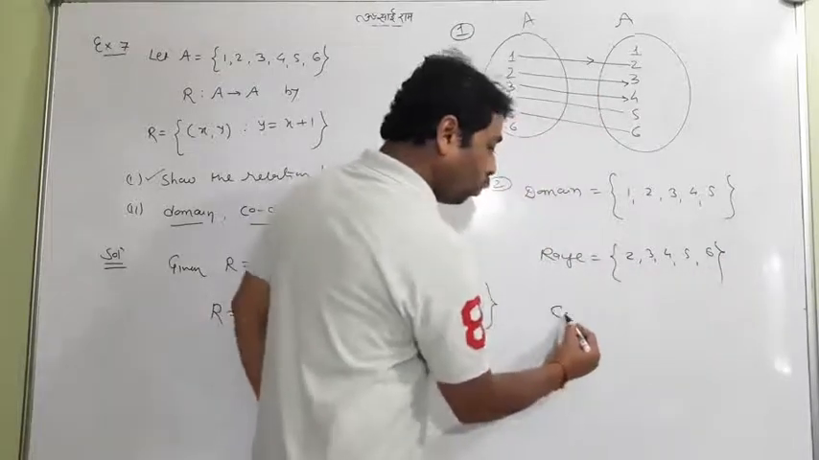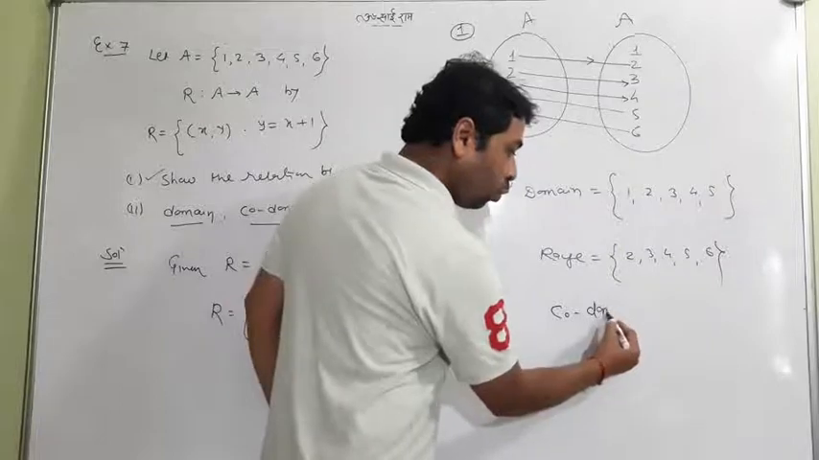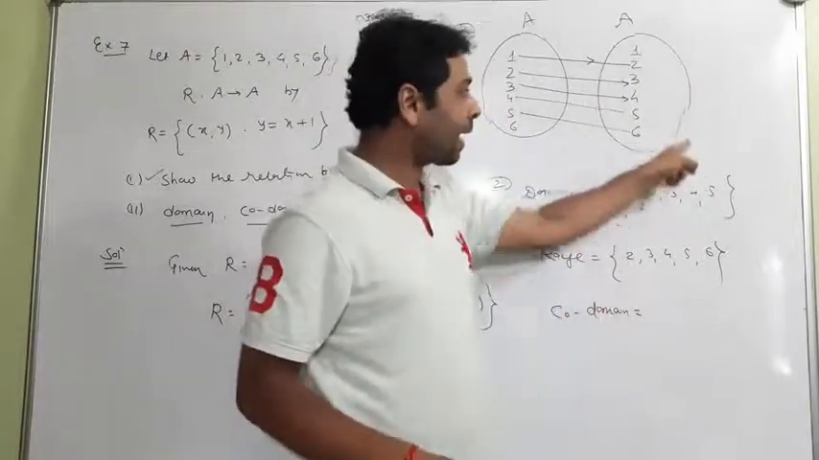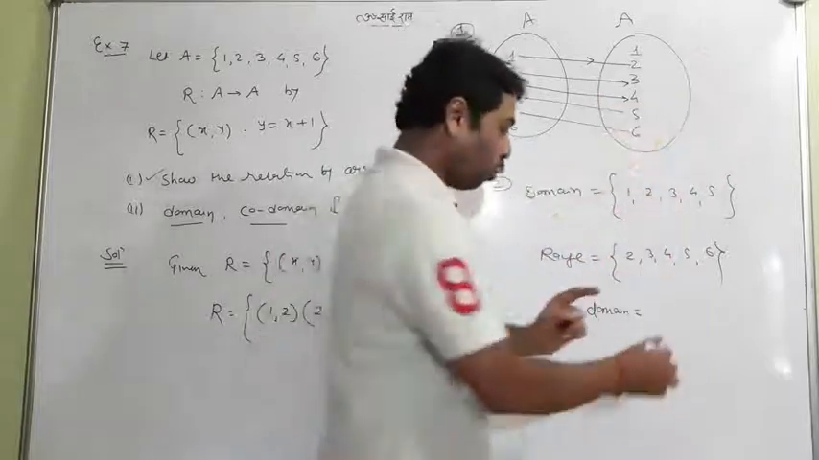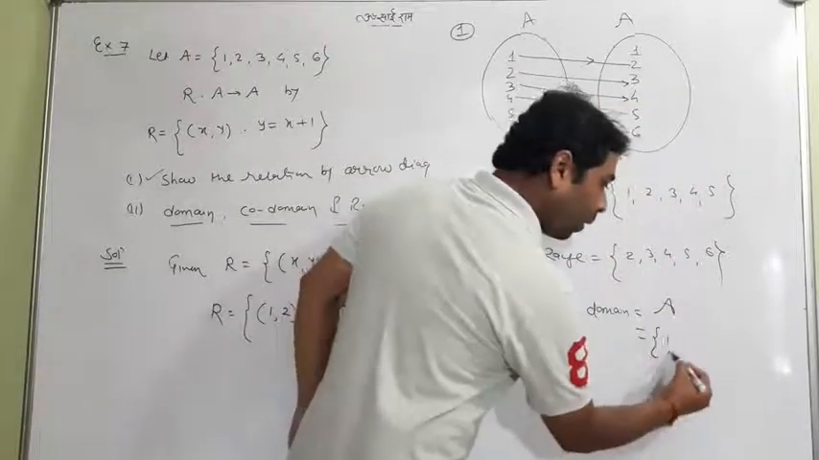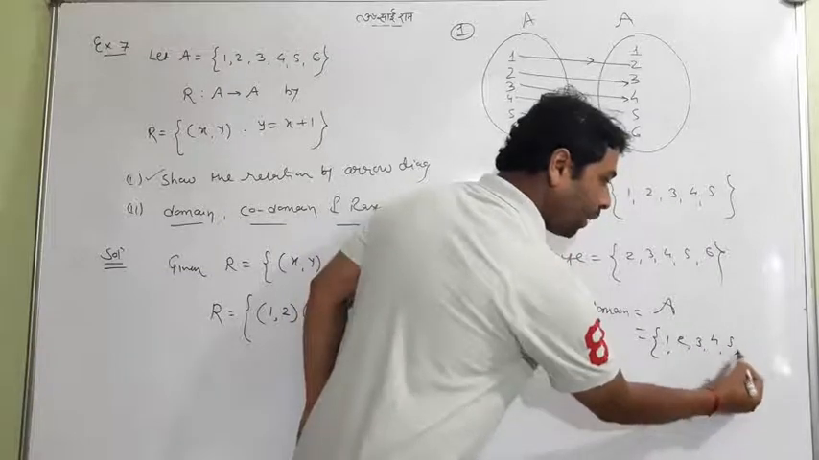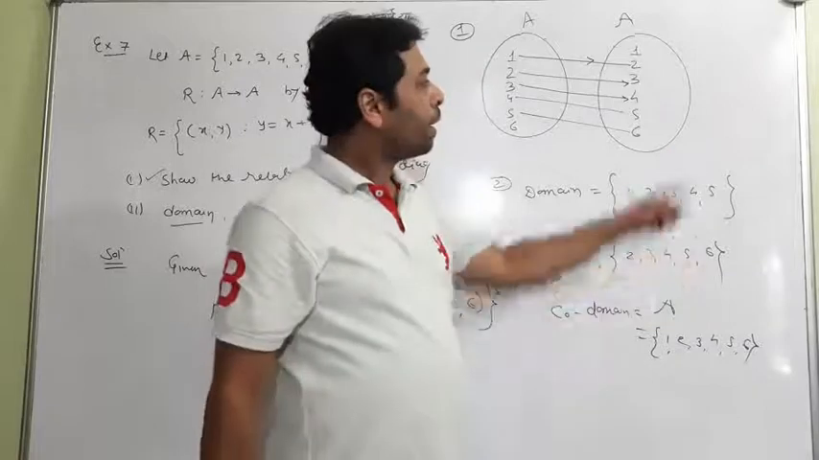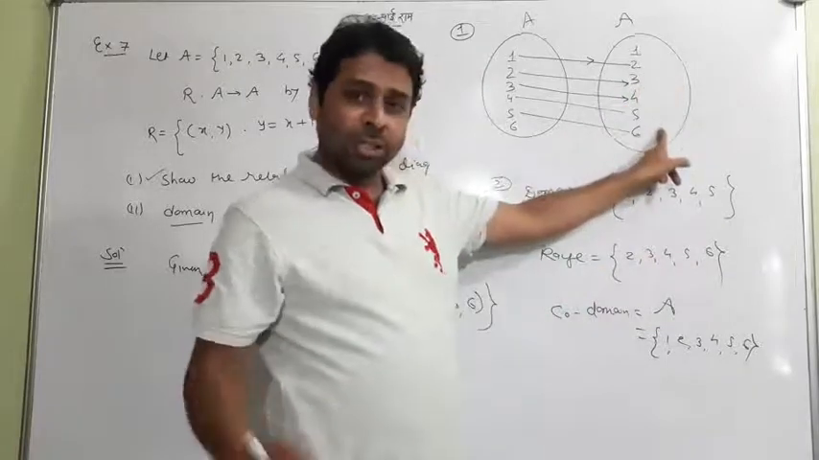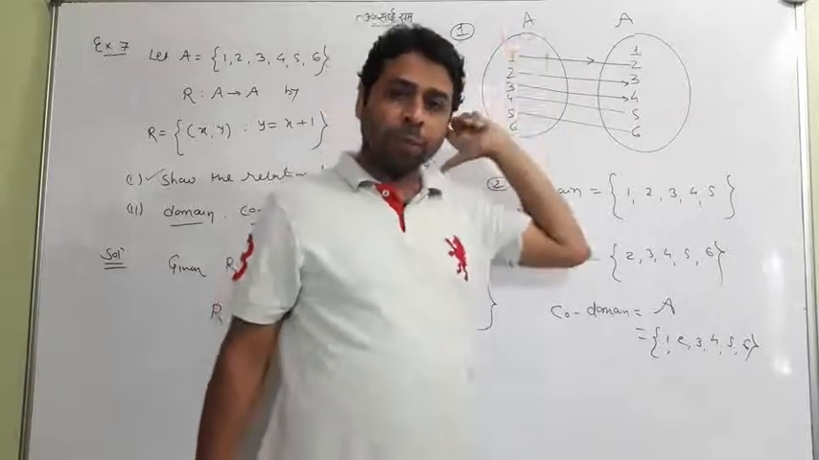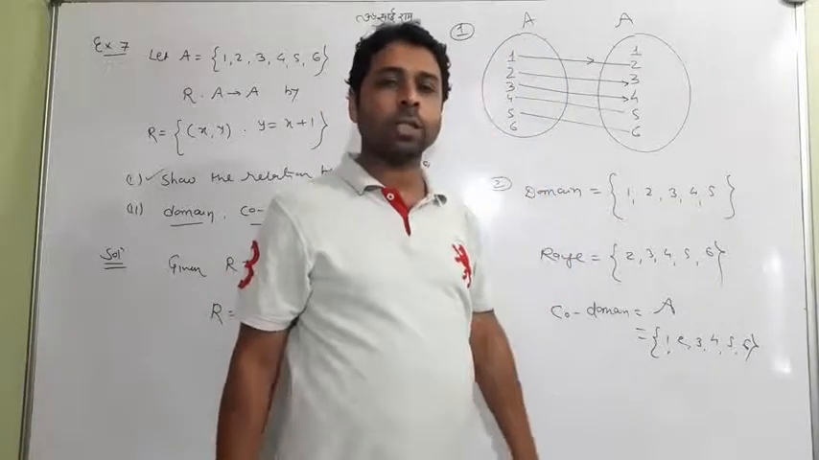And what is a codomain? I taught you that codomain is none else but the whole second set. Codomain will be A. Instead of A, what you can write? 1, 2, 3, 4, 5, 6. The whole second set is your codomain. The set of the images is the range, and the set of the first elements of each ordered pair in the relation is the domain.